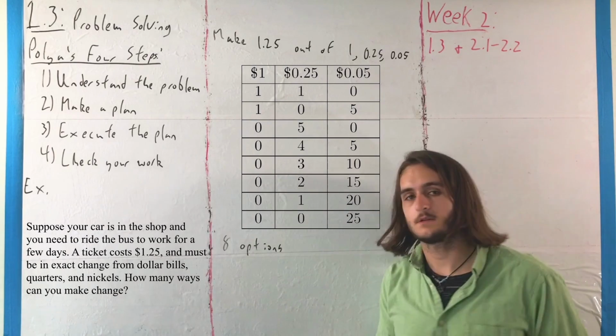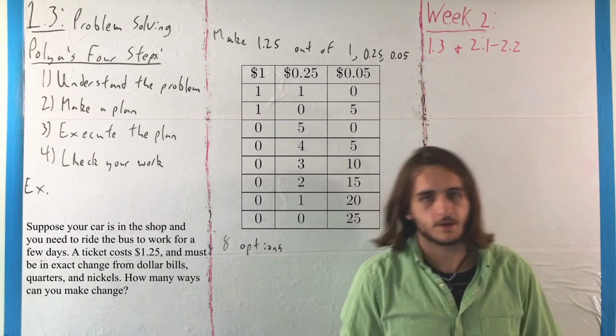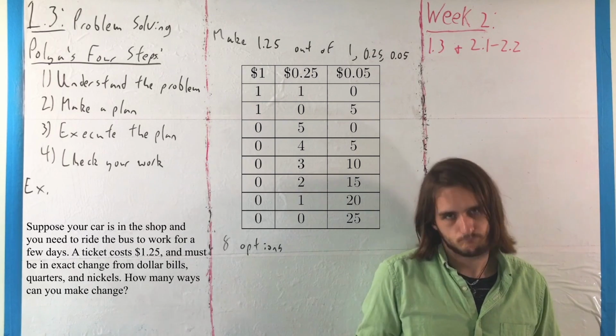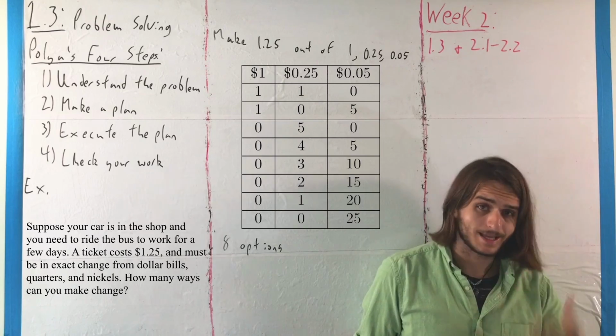But 8 options in total. And if you want to check that, you could go back through there and recount these to get those same options, where, just to be sure, let's try one more example here of a slightly different flavor.